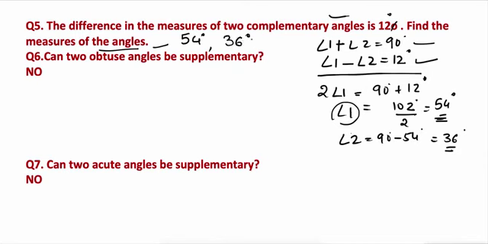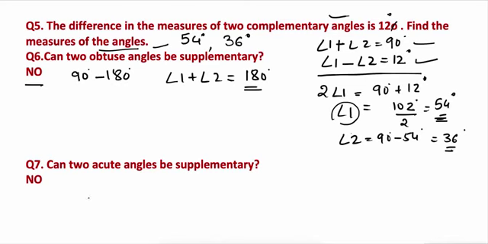Now let's see another question. Can two obtuse angles be supplement to each other? The answer is no, because the obtuse angle is the angle between 90 to 180 degree, and for supplementary the angle 1 plus angle 2, their sum should be equal to 180 degree. So if the angles are greater than 90 degree, their sum cannot be equal to 180 degree.